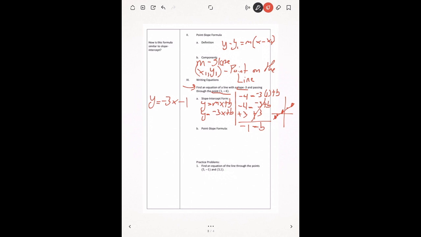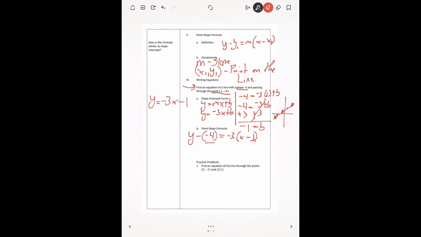Now let's look at what we can do with the point-slope formula. We're going to plug everything in. So I'm going to say y minus, instead of writing y1, I know what y1 is. It's -4. And then instead of m, they tell me that it's -3. And then I'm going to have x minus, instead of x1, I know that point. It's 1. These values, 1 and -4, are the places where I plug in the coordinate point.